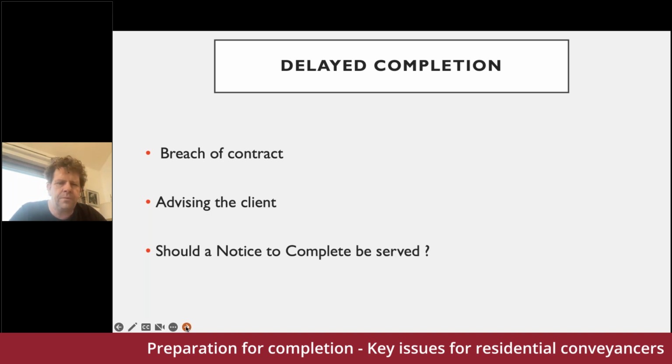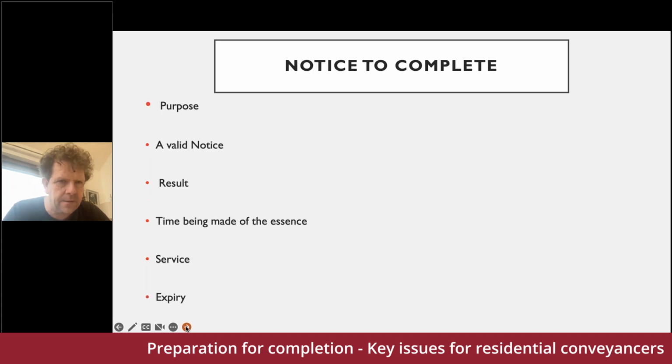Should a notice to complete be served? It depends on all the circumstances, but your client, the innocent party, should be advised of the availability of a notice to complete. There is a case that held that a solicitor was negligent in failing to advise a client of the availability of a notice to complete, and therefore always explain to the client that it can be done, but explain to the client the consequence. We're giving the other side 10 working days to get their act together.